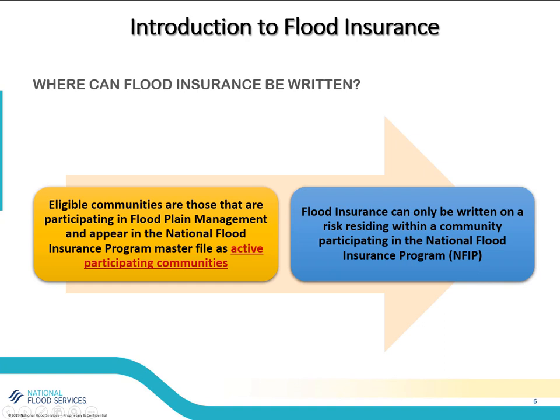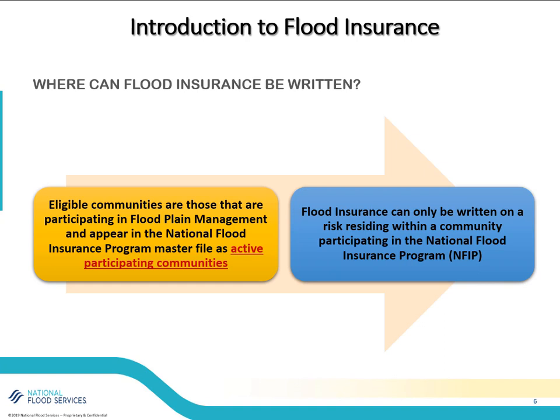Flood insurance can be written in communities that sign up to participate in floodplain management and that are approved as active participating communities in the National Flood Insurance Program. The NFIP contains 2 levels of community participation. The first is the emergency program. When a community applies to participate in the National Flood Insurance Program, the NFIP allows that community to participate on just a temporary basis in what's called the emergency program.